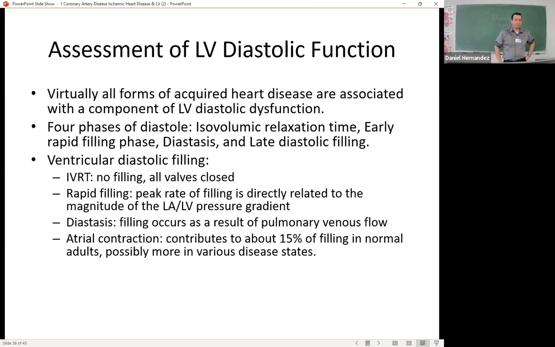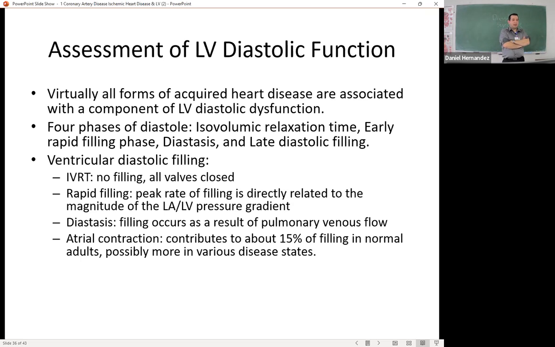We then have the early rapid filling phase when the mitral valve swings open. Due to the large pressure differences between the atria and the ventricles, most of our blood flow enters the ventricles during that early rapid filling phase. Usually about 70 to 80% of ventricular filling happens then. We then enter a period called diastasis. Pressures are starting to equalize between the ventricles and the atria, so we wind up with a slowing or reduction of blood flow entering the ventricles.